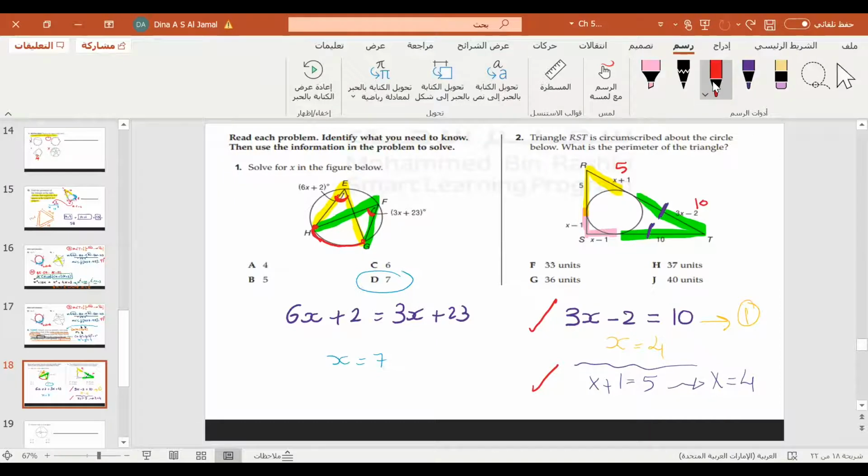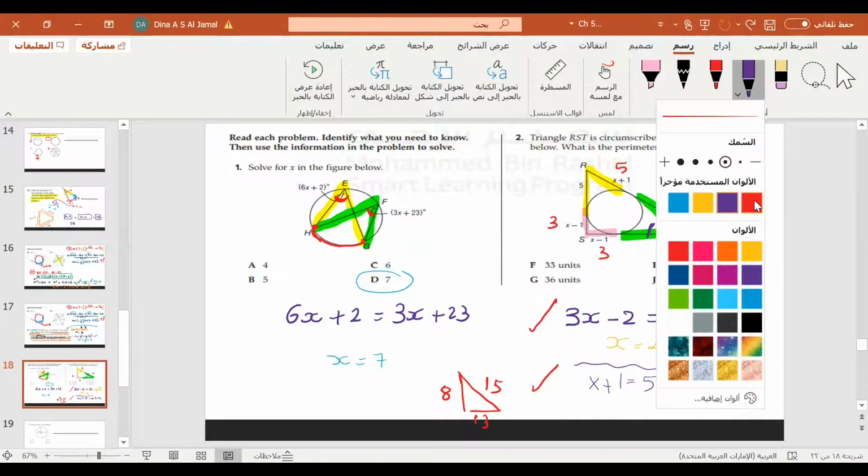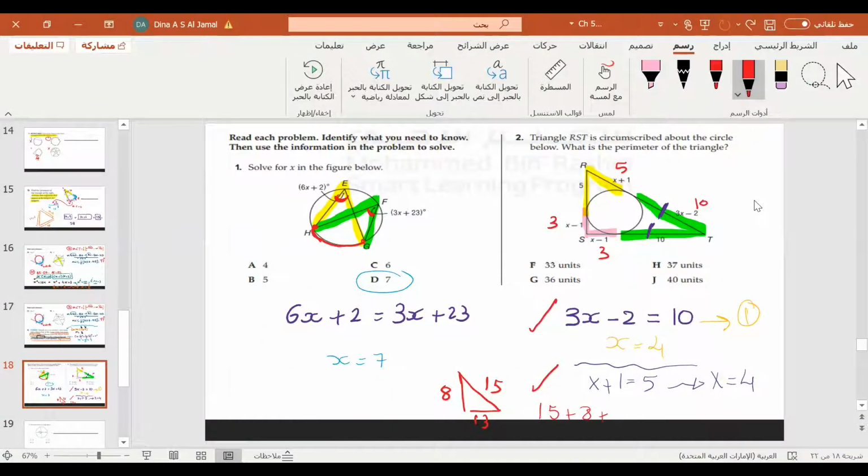So 4 minus 1, that means this is your 3. Now let's have a rough sketch of the triangle. Here it is 5 plus 10, so it's all about 15. Here it is 5 plus 3, so it's all about 8. Here it is 3 plus 10, so it's all about 13. Now add all of them together to get the perimeter: 15 plus 8 plus 13, which will be equal to 36 units, which is your answer G.